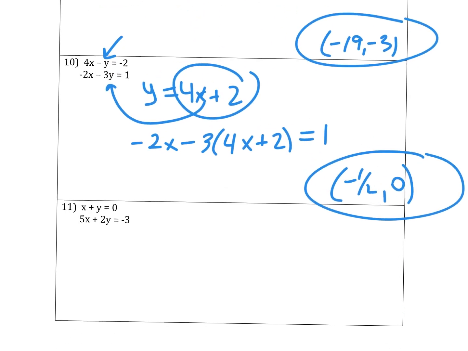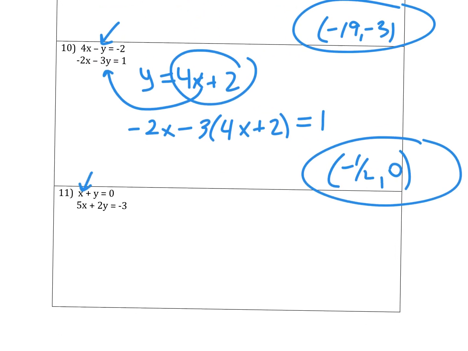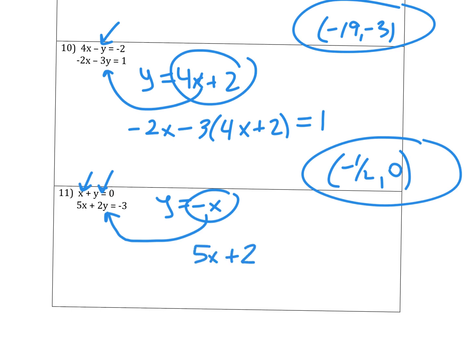And then finally, you had the option, you could have easily isolated x or y, it doesn't really matter. I'll solve for x, y equals negative x, sub this in for y in the second equation, so 5x plus 2 times negative x, which is just going to be negative 2x, equals negative 3. And then that gives you 3x equals negative 3, and so your final solution is negative 1 comma 1.